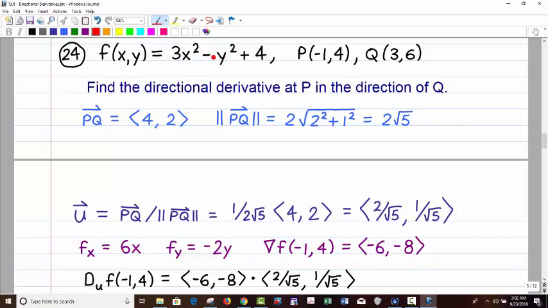The partial derivative Fy right there will be negative 2y. And we're saying at P, so use the point P. Put in negative 1 for x and 4 for y. You get negative 6, negative 8. So all we have to do is take that gradient at negative 1 and 4 and dot it with that unit vector right there above it.